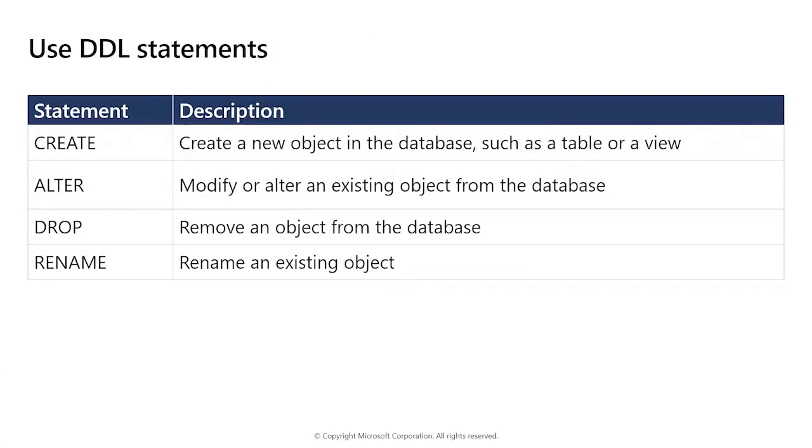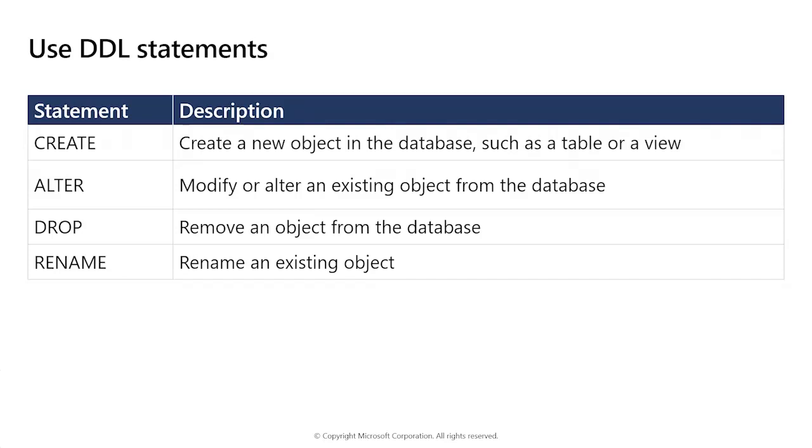Now, you use DDL statements to create, modify, and remove tables and other objects in the database. So these objects could be tables, stored procedures, views, and so on and so forth. Now, the most common DDL statements or data definition language statements are create, which allows you to create a new object in the database, such as a table or a view, or alter. So alter allows you to modify the structure of an object. For instance, you can alter a table by adding more columns to it.